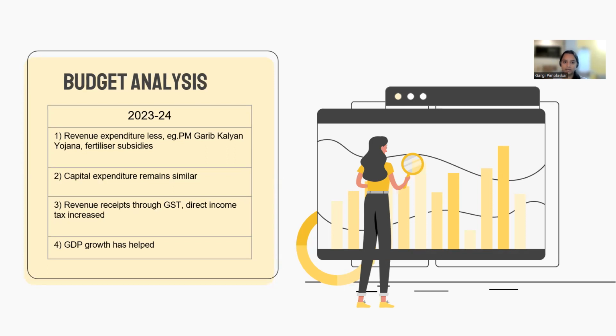So that remains similar. Thirdly, the revenue receipts, that is GST collection, direct income tax, and all the revenue receipts, they partially increased. So that was good for us. And fourthly, GDP growth has helped. So when the GDP growth is high, government has to intervene less, and the economy keeps on going. So those are a few of the things.